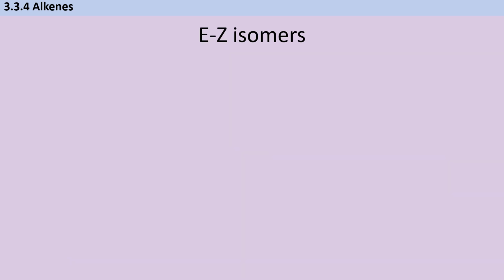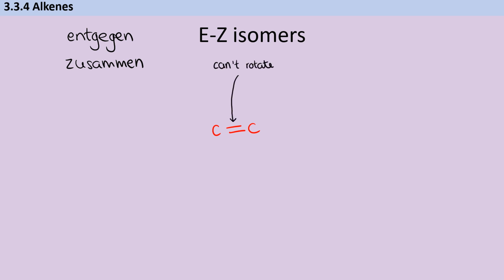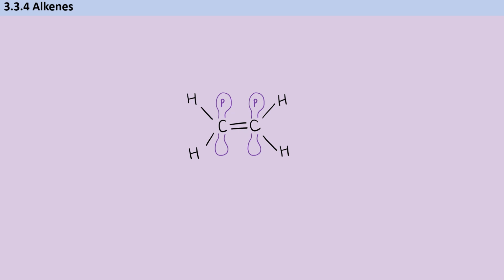This carbon-carbon double bond is really important for isomerism, and specifically something called EZ isomerism. So E stands for entgegen, and Z stands for zusammen. And these are German words, and they basically mean apart and together. So the important thing here is this carbon-carbon double bond, because that carbon-carbon double bond is unable to rotate. This happens when the p orbitals of the two carbon atoms overlap, but we'll talk more about this later.